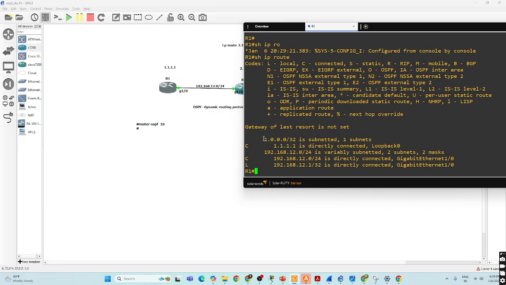What are the networks you have? 1.1.1.1 and 12.0, right? You have two networks. 12.0 is one network, 1.1.1.1 is another. So you have to advertise these two networks in OSPF. So, dynamic routing protocol, how does it work? You need to advertise yourself in OSPF, then only they will come to know, right?